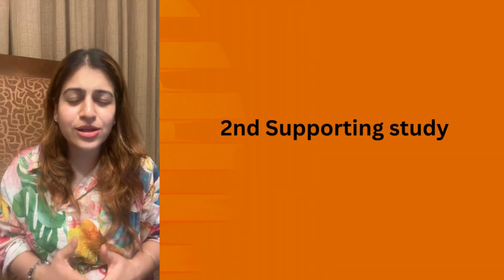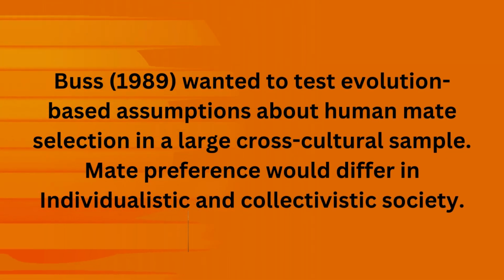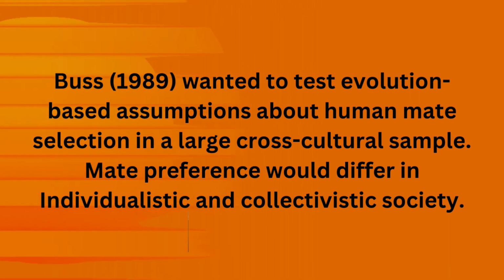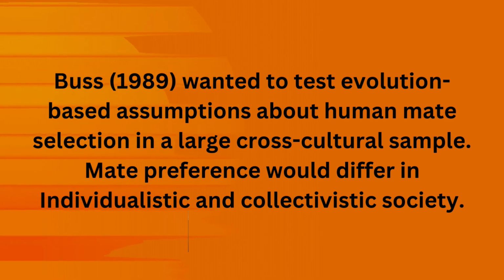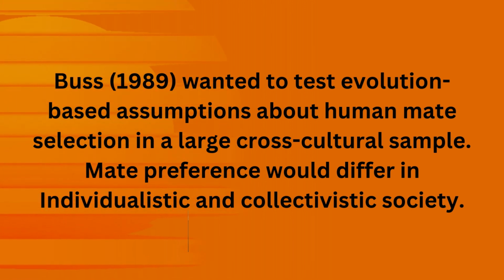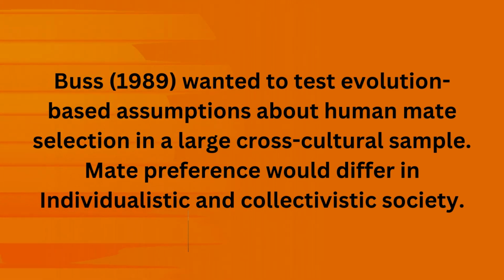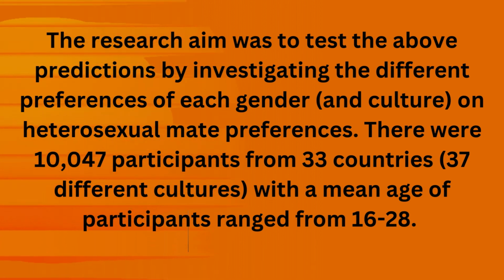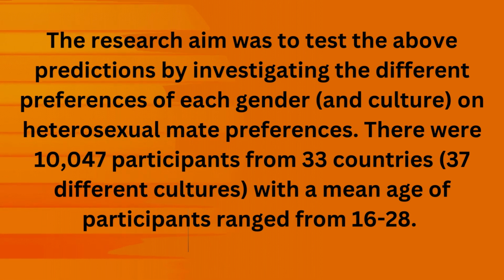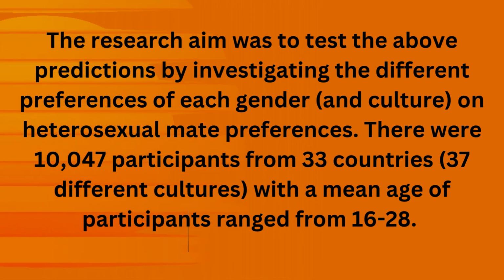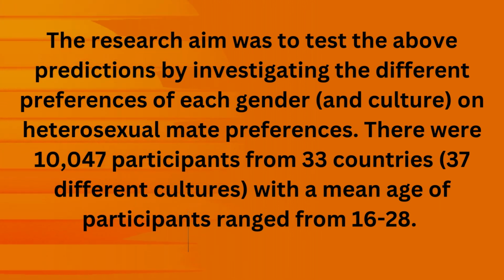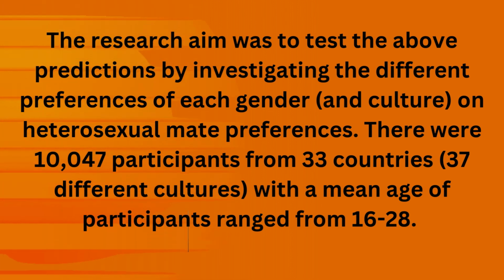Now let's do the second study so that IB students can write in their answers. Buss 1989 wanted to test evolution-based assumptions about human mate selection in a large cross-cultural sample. Mate preference would differ in individualistic and collectivistic society. The research aim was to test the above predictions by investigating the different preferences of each gender and culture on heterosexual mate preferences. There were 10,047 participants from 33 countries and 37 different cultures, with the age of participants ranging from 16 to 28.